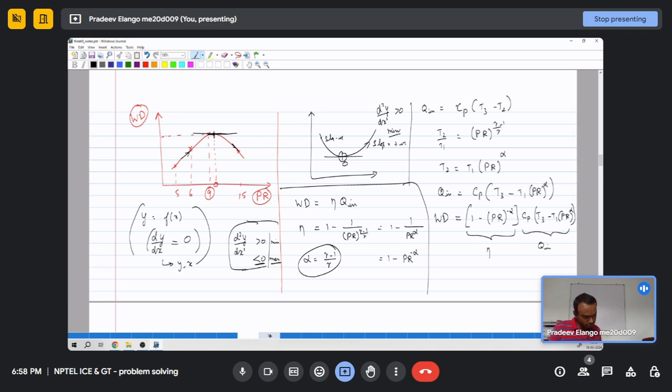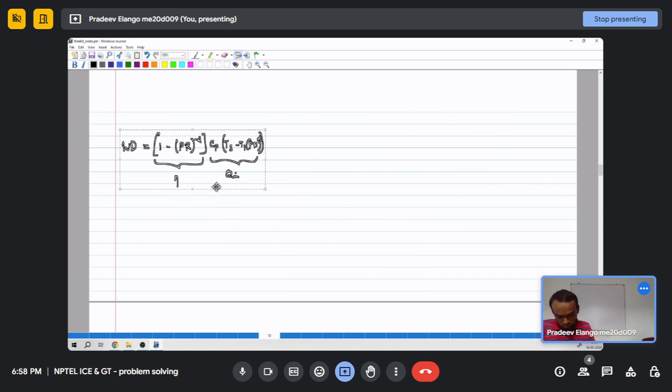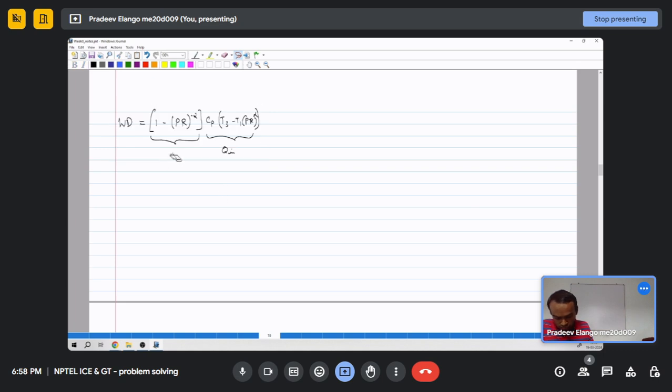So we have got this expression for work done. So let's rewrite this. Now I need to differentiate this work done with respect to pressure ratio and equate to 0. Then I will get the maximum value of work done. So for this, I need to calculate this one. Partially differentiate work done with respect to pressure ratio.